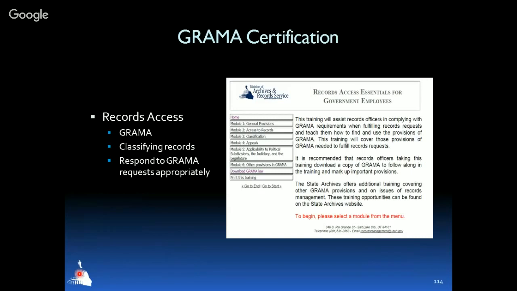So the first track is for records officers who are responsible only for GRAMA requests, or for GRAMA requests. You must take the records access certification test. If your responsibilities include responding to GRAMA requests, classifying records, disclosing public, private, protected, and controlled records, then you will need to take the records access certification. And it is important before beginning the test to go ahead and download the training material and also the GRAMA law so you can go through it as you're taking the test.